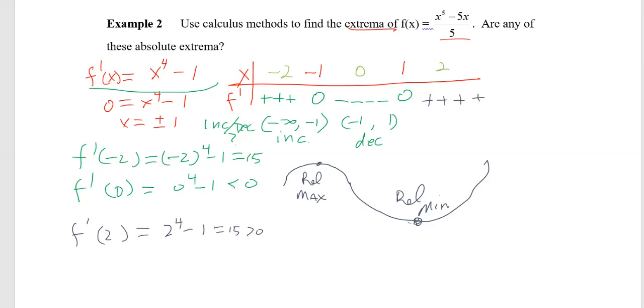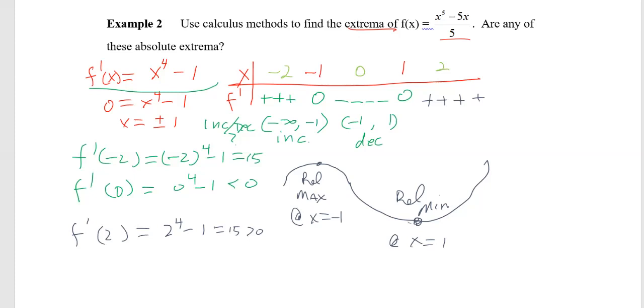Okay, I don't have the coordinates for those, but we can easily get them if we need them. But we do know the x locations. So we have a relative max at x equals negative 1. We have a relative minimum at x equals 1.